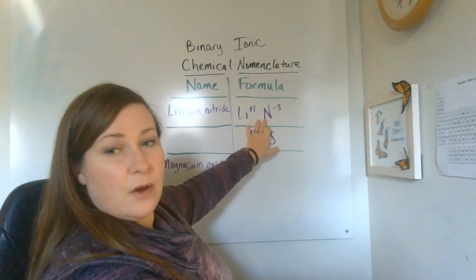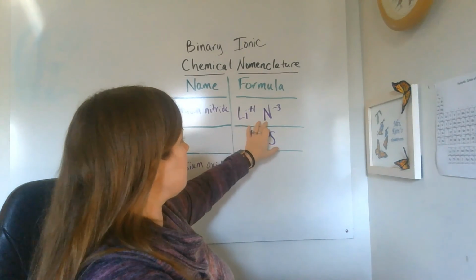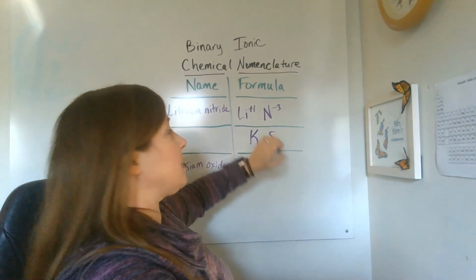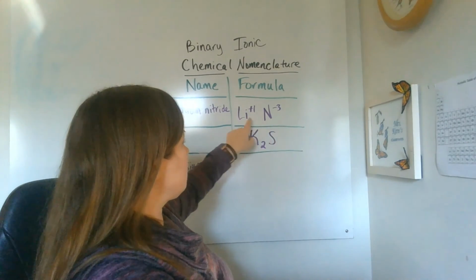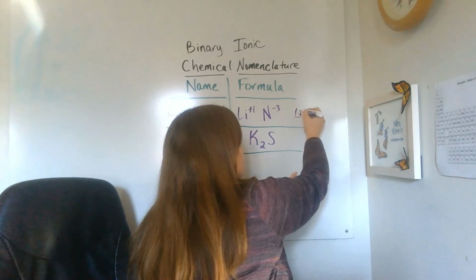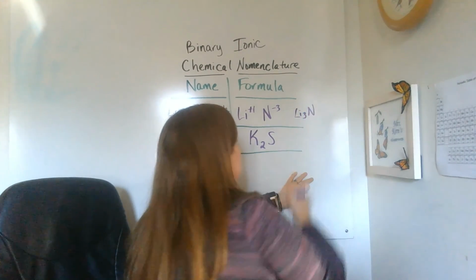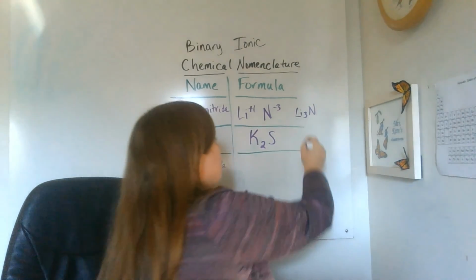So then we're going to say, okay, how many lithium atoms do I need to cancel out one nitrogen atom? Or how many nitrogens do I need to cancel out a lithium? Well, this is a -3, so I need 3 of this. So this is going to be Li3N. And that's the formula for lithium nitride.